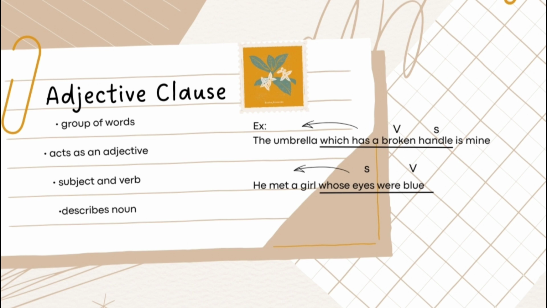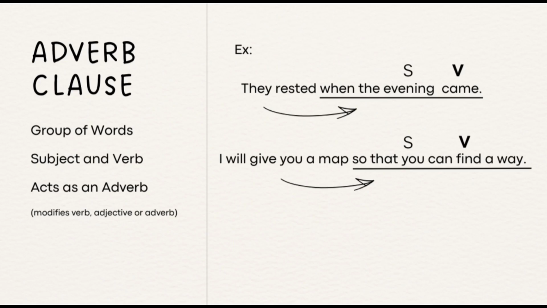Let's look into one more example. He met a girl whose eyes were blue. Here, whose eyes were blue is an adjective clause. The clause has a subject and a verb, and it is describing a noun, which is the girl. So basically, this clause does the work of an adjective.